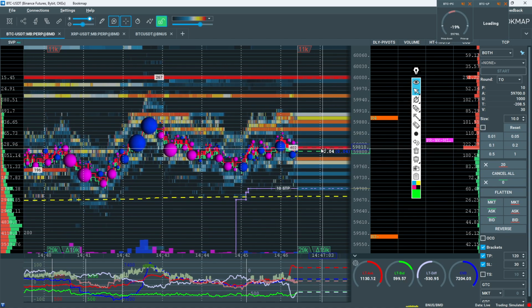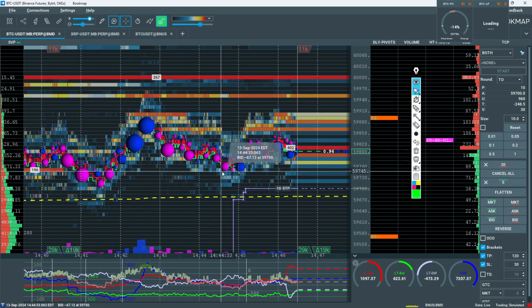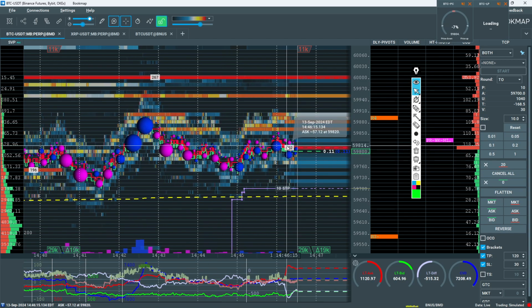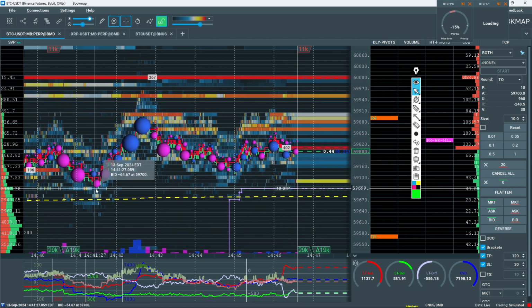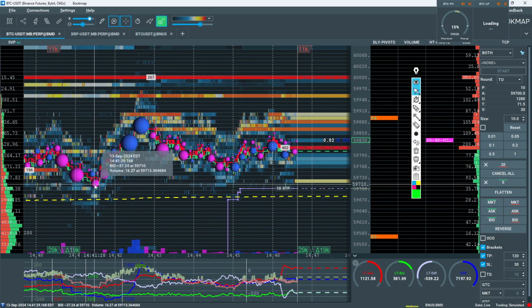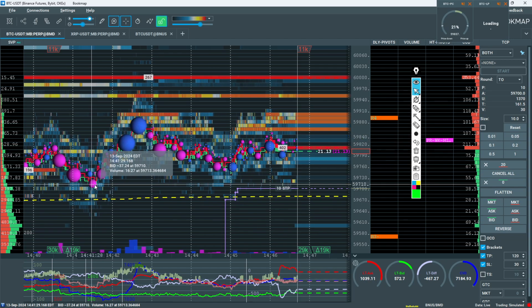Right, liquidity pressing down on the offer there again. This is the swing low right here at 59,745. I want to stay above that. Right now I'm below this prior swing low right here at approximately 59,710.